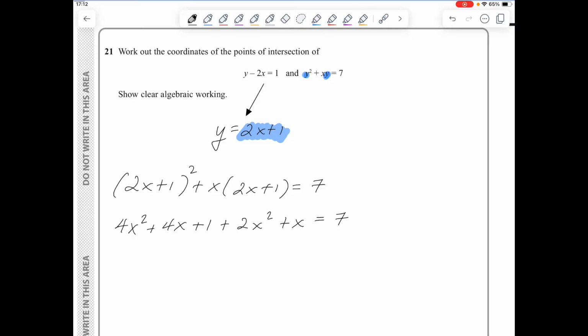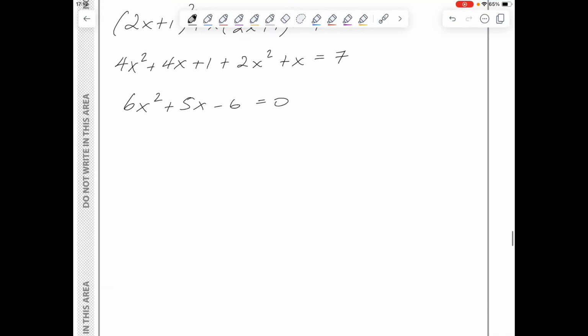Let's take everything to the left and simplify. So I get 6x squared plus 5x minus 6 is equal to 0. And now I will need to solve this quadratic equation. I can do that with various methods. I can factorize, I can use the quadratic formula or complete the square. I will proceed with factorization. So I'll get (2x plus 3) times (3x minus 2) is equal to 0. This will give me 2 x values: x equals minus 3 over 2 or x equals 2 over 3.